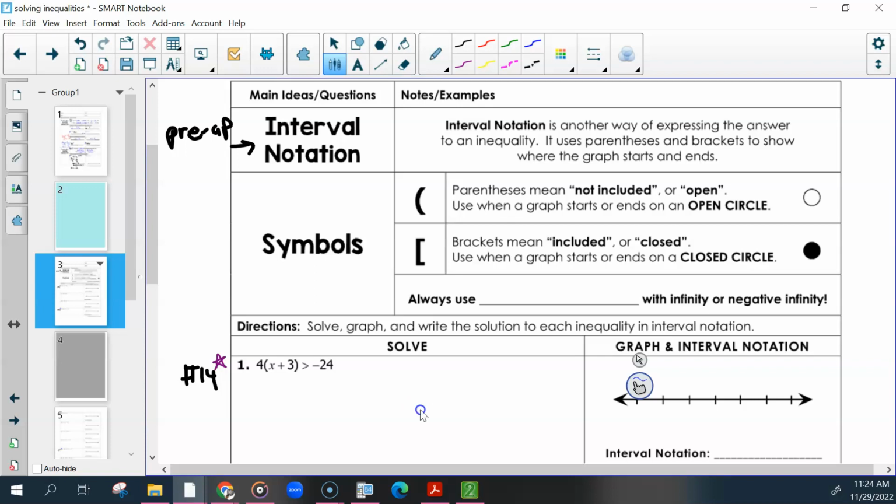Parentheses are for things that are not included, or when we would use an open circle, or if you have strictly less than, strictly greater than. Brackets are for included, or for when you would use a closed circle, greater than or equal to, less than or equal to. But if we use infinity or negative infinity, it's always parentheses no matter what.